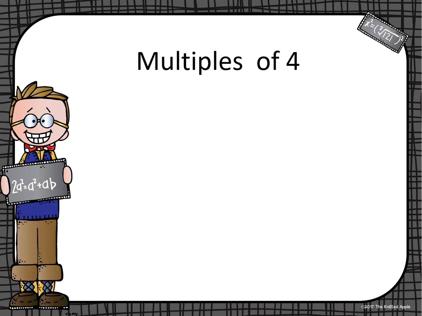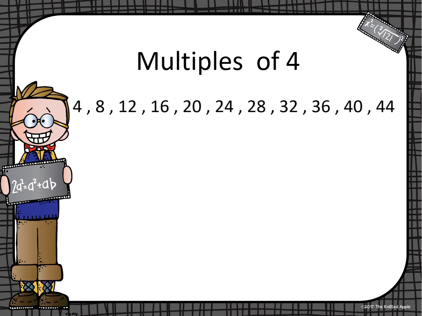We can also think about our multiples of 4 to help us with our multiples of 8. So our multiples of 4, we have 4, 8, 12, 16, 20, 24, 28, 32, 36, 40, which would be 10 times 4, and one more group of 4 would be 11 groups of 4, making 44. So these are our multiples of 4.